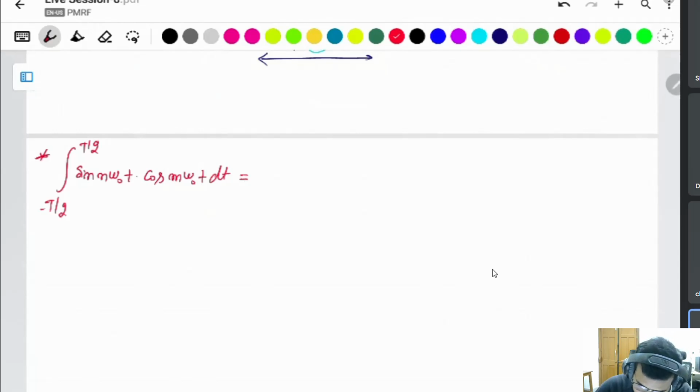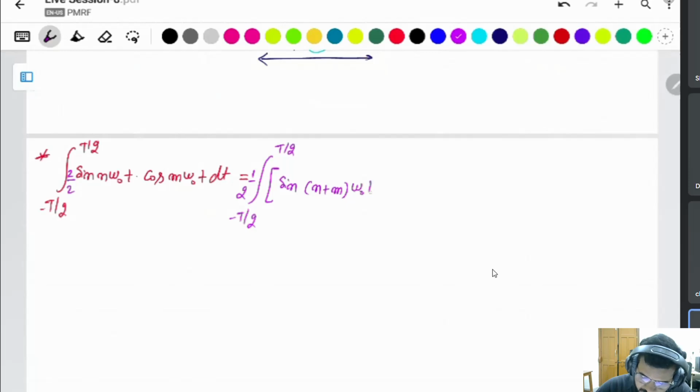Integrate this one: sin A cos B. Simply, you can multiply by 2 and divide by 2, then you get 2 sin A cos B. This will be a combination of sin(A plus B) plus sin(A minus B).